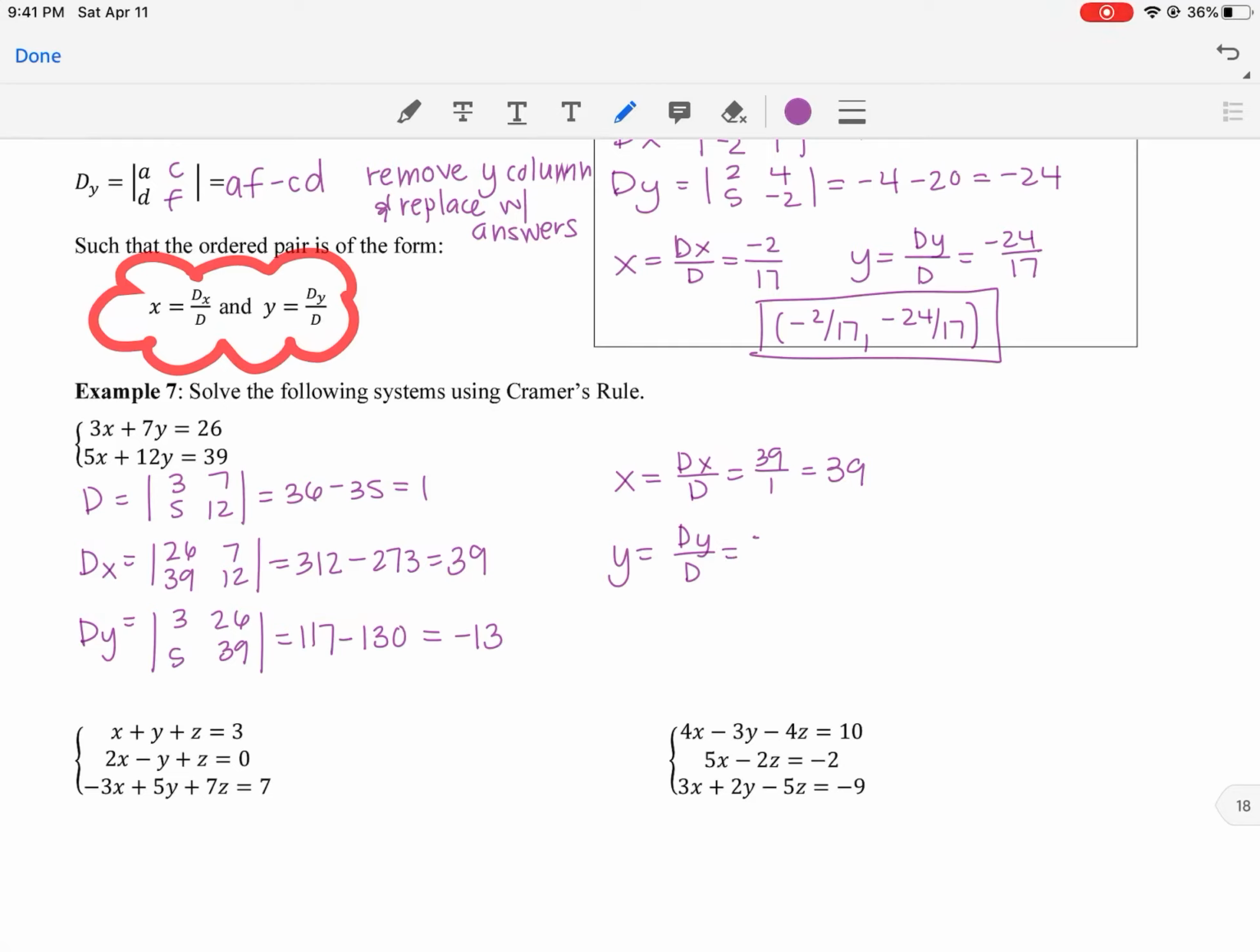So technically, x equals dx over d. So 39 over 1, so it's just 39. And y equals dy over d. So negative 13 over 1, so we get negative 13.